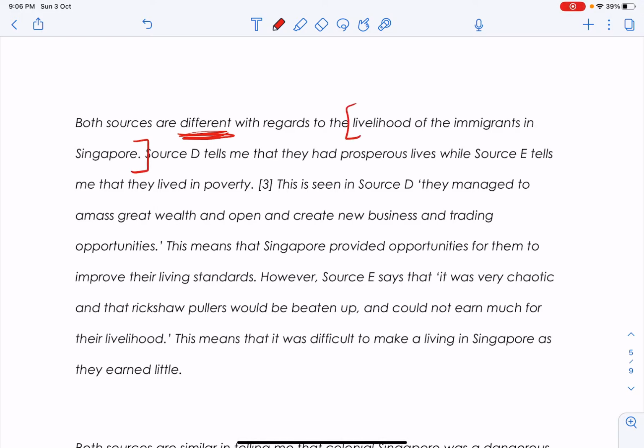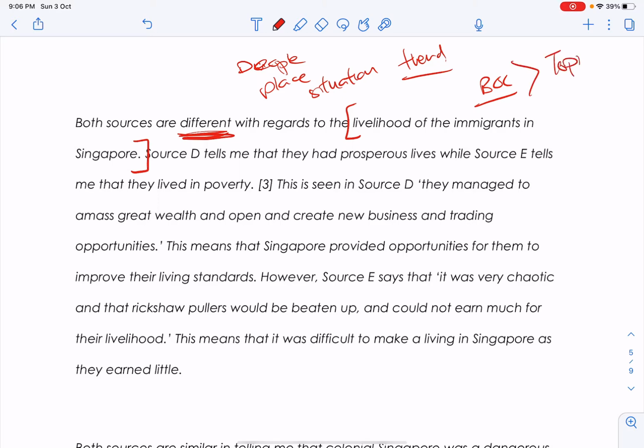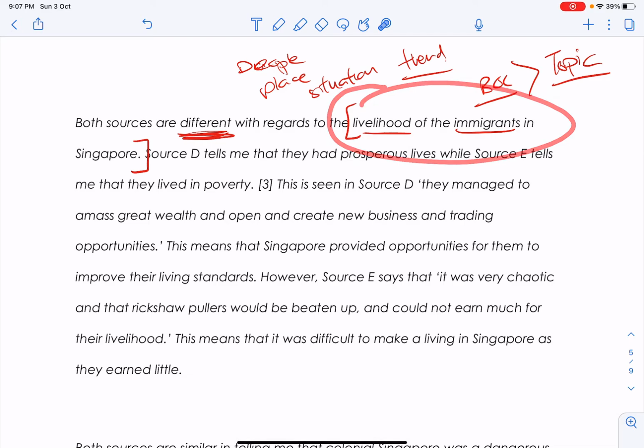Well, again, what topic can you pick out? You can pick out things like the people, the place, the situation, or any trend that's happening. In this case, the BOC, or the topic, BOC referring to basis of comparison, or in other words, what are you comparing? Okay, I'm comparing livelihoods of the immigrants. The livelihoods of the immigrants is what I picked up from both sources. They have a common BOC, common topic, and that is the livelihood of the immigrants.